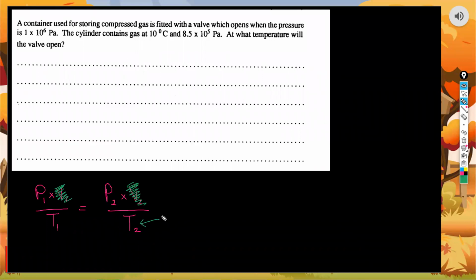And of course, temperature for this formula to work has to be in Kelvin. We cannot work in degrees. So this 10 degrees, I think we're going to have to add 273 to it, which is how much? 283 Kelvin. So let's get to the formula here now. So we have P1 on T1. So the pressure initially is 1 multiplied by 10 to the power 6, right?